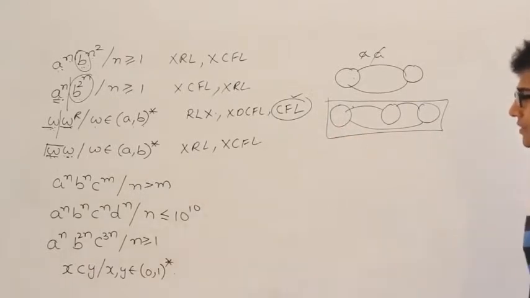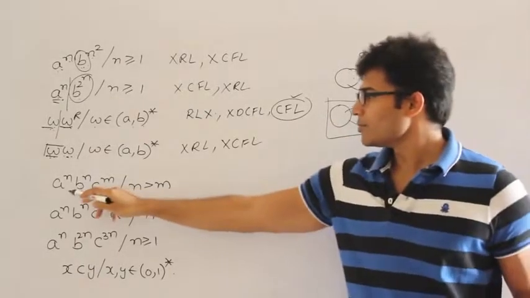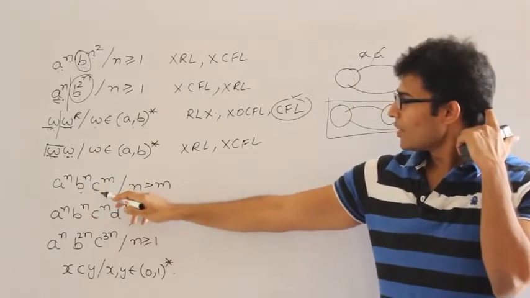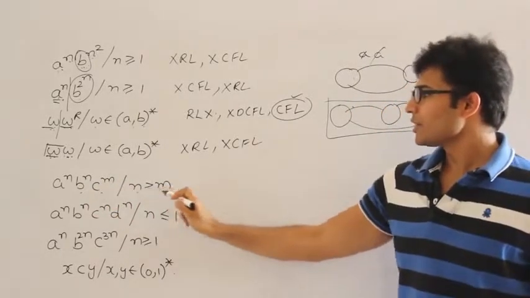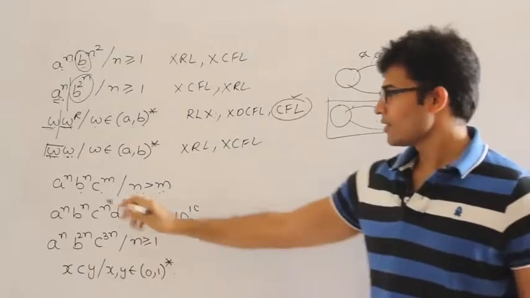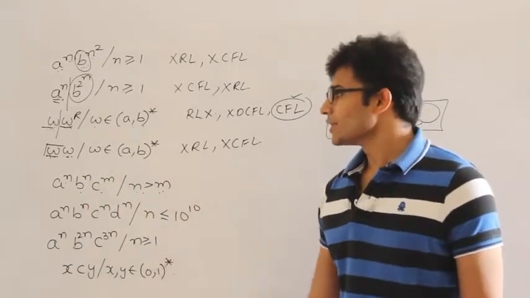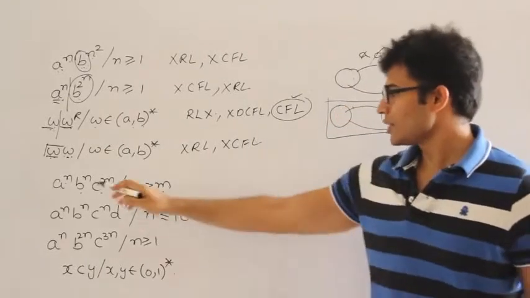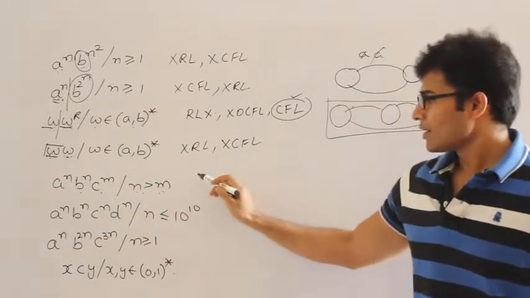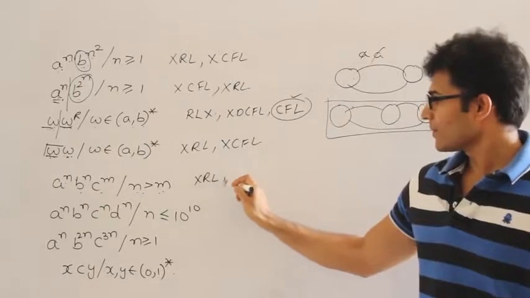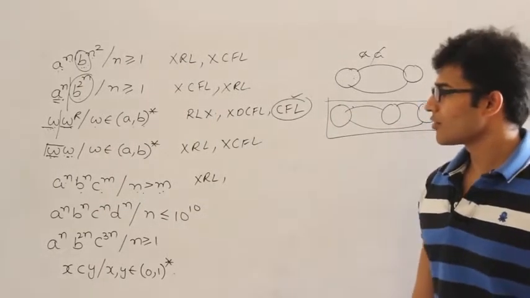Next one is a^n b^n c^m, but then there is a comparison between n and m. It is not that you compare a^n and b^n and do nothing for c. It is not that language. So first of all, a^n b^n is there, therefore it is not regular. That is fine. Now let's see whether it is context free or not.